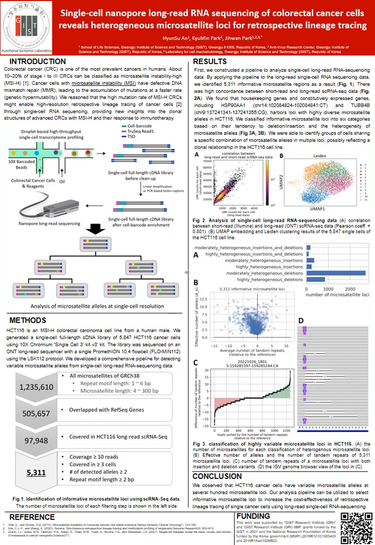Using single-cell long-read sequencing data of HCT116 cells, we discovered that about 97,000 microsatellite regions were covered by transcriptomes of HCT116. We further filtered the microsatellite regions based on the number of molecules covering the site, the number of cells harboring the molecules covering the site, the number of detected alternative alleles, and the length of tandem repeat motif, and obtained 5,311 highly informative microsatellite loci, as shown in Figure 1 and Figure 3.